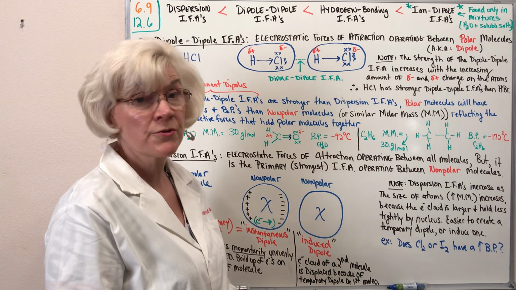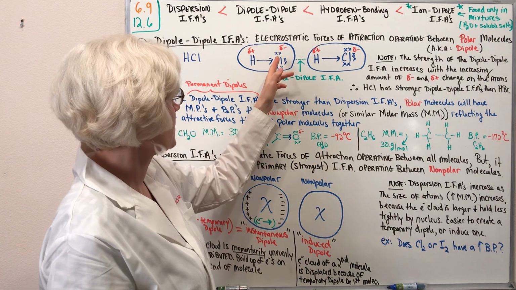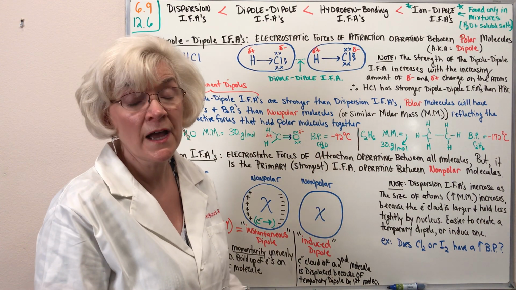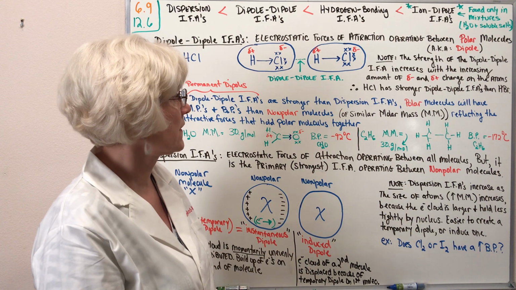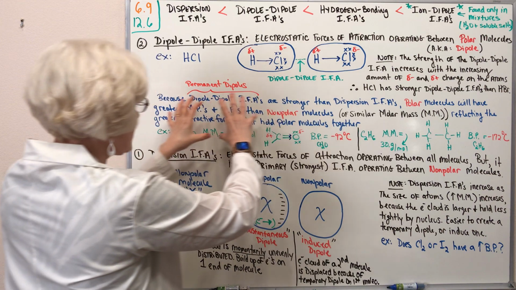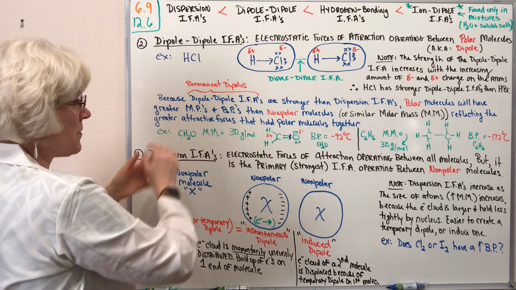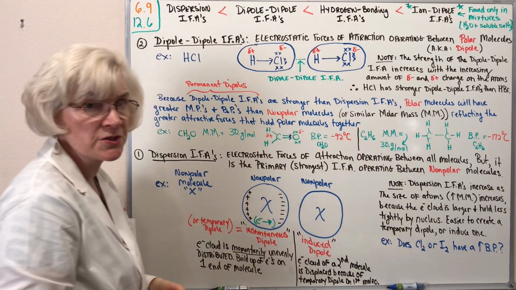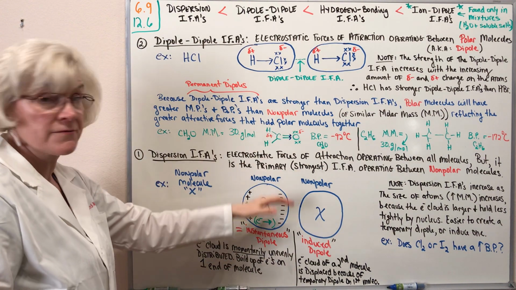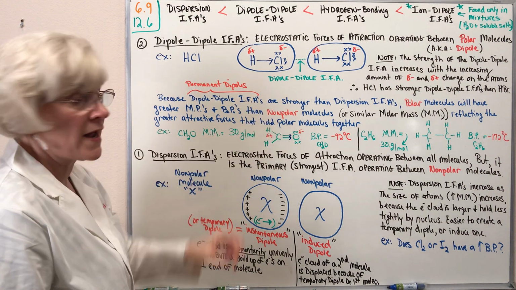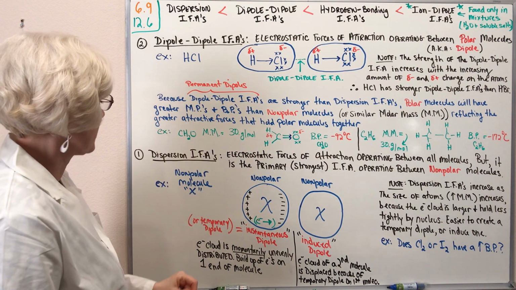So it would have a greater partial negative charge on the chlorine, greater attraction to the partial positive hydrogen on a second molecule. I'm going to skip this discussion here for a moment. We're going to come back, because we're trying to compare dipole-dipole and dispersion IFAs, and I need to first introduce you to dispersion IFAs. Then we'll come back and take a look at this section right here.